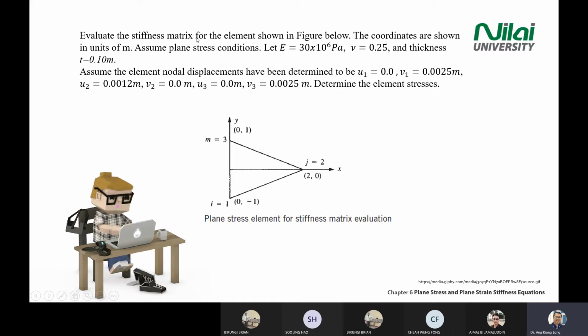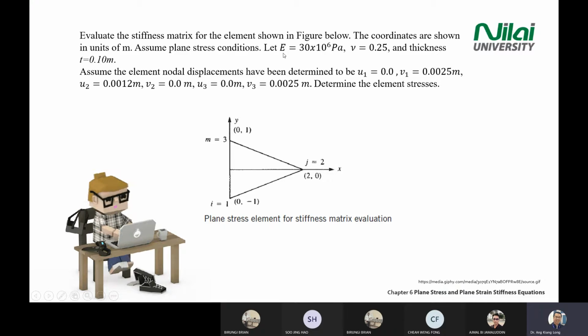This is a tutorial question again. Everything will be given, but when it comes to the exam, you need to read further. You are given more information in the finite element exam. So you need to evaluate the stiffness matrix. You need to find the K for the element below. The coordinates are shown in units of meters. Assume plane stress condition, meaning you need to use the plane stress equation from chapter 6.